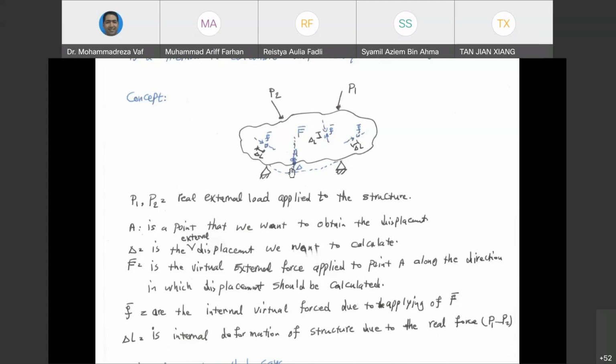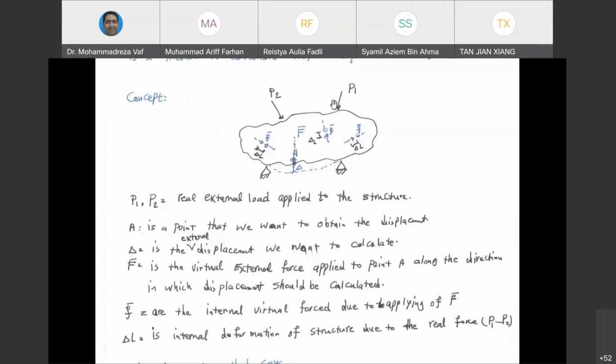Our intention here is to calculate how much is the deflection at point A at this location. And you can see that the deflection can be calculated in different directions. But here, our intention is to calculate it vertically. So we want to know if we apply P1 and P2 to this structure, how much point A is going to go down or go up under these loads.